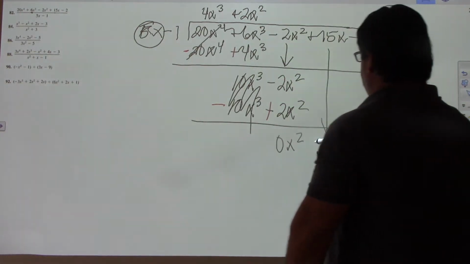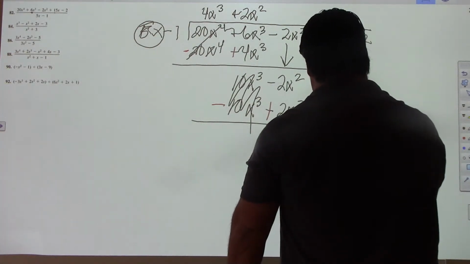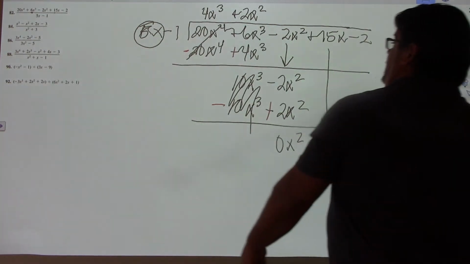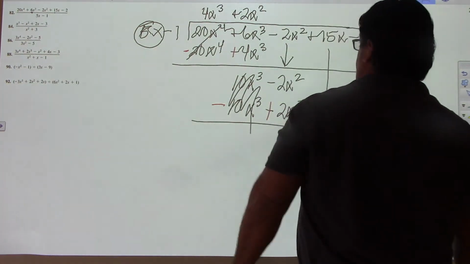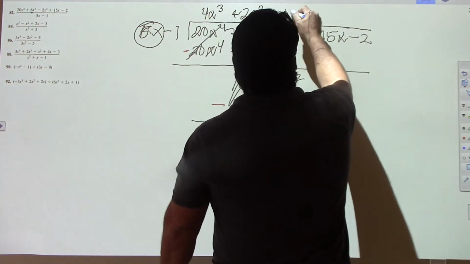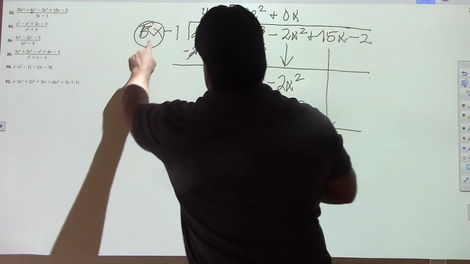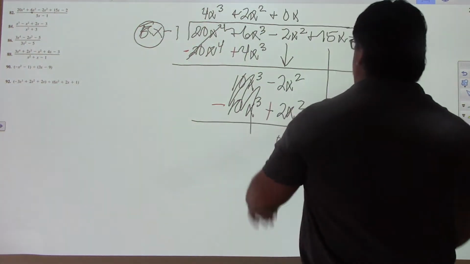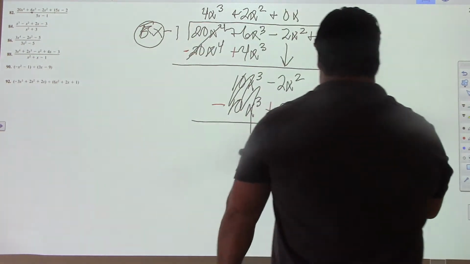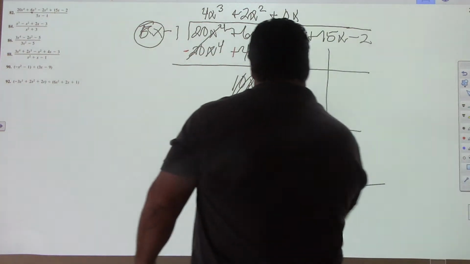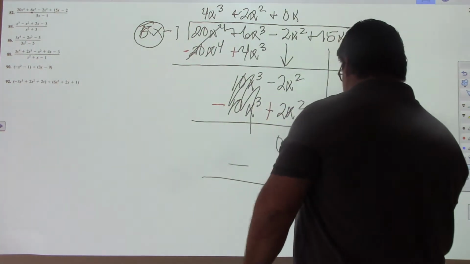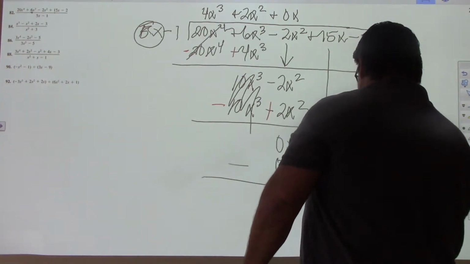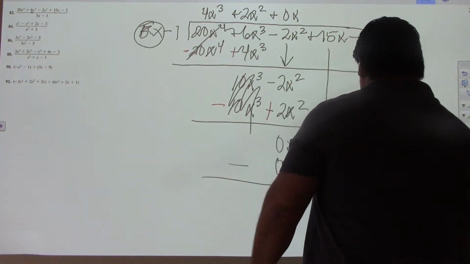Bring down the 15 to help out. How many times will 5x go into 0x squared? 0x times. 0x times 5x is 0x squared, and 0x times negative 1 is 0x. You always subtract. You get 15x. Bring down the 2 to help out.